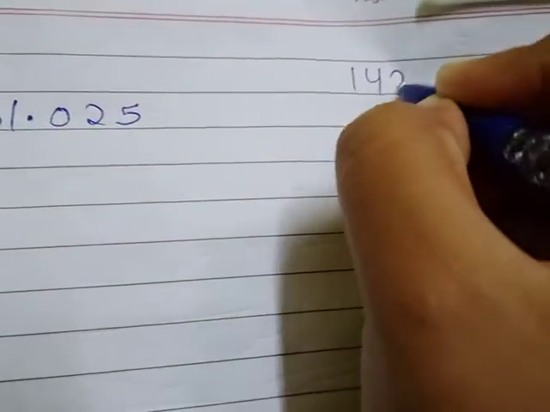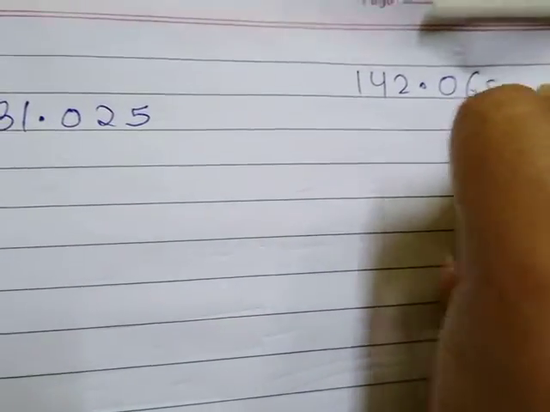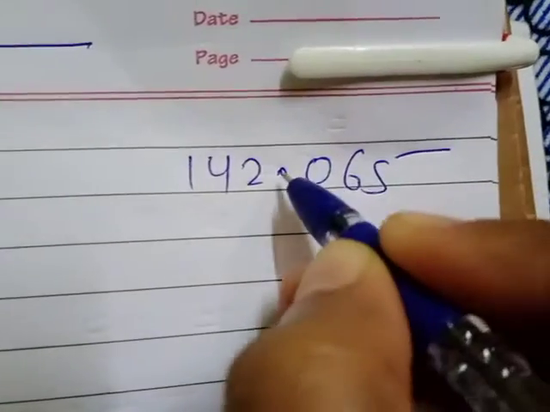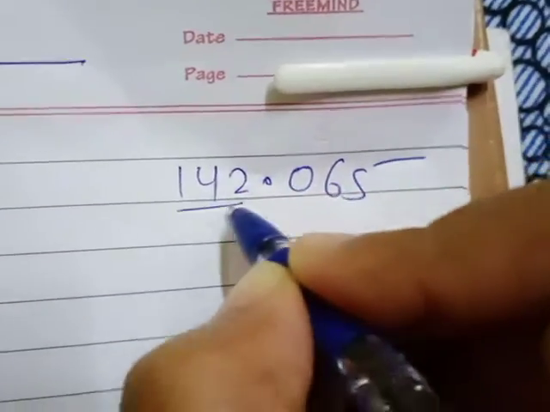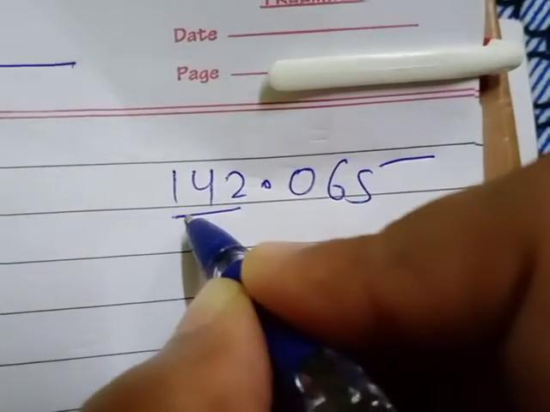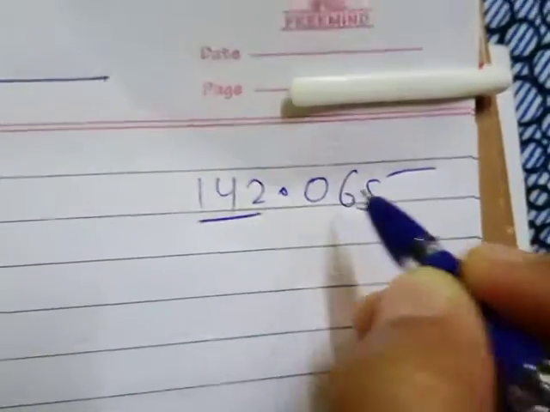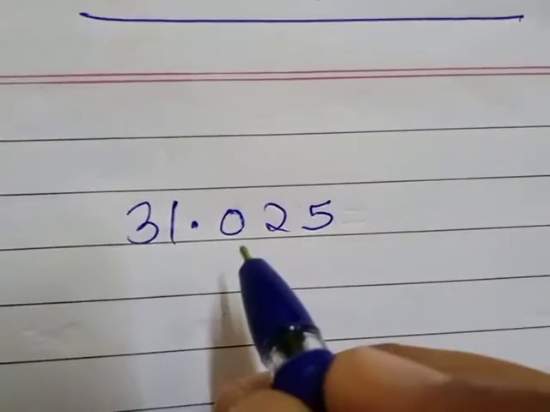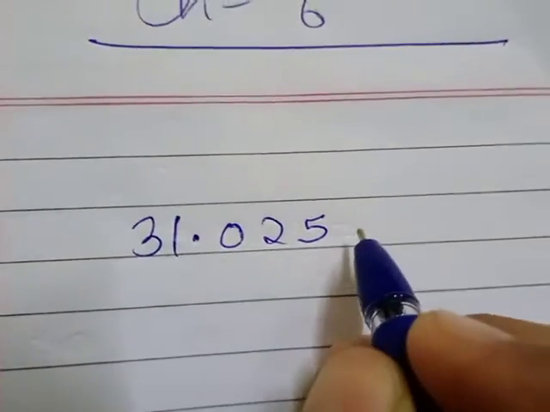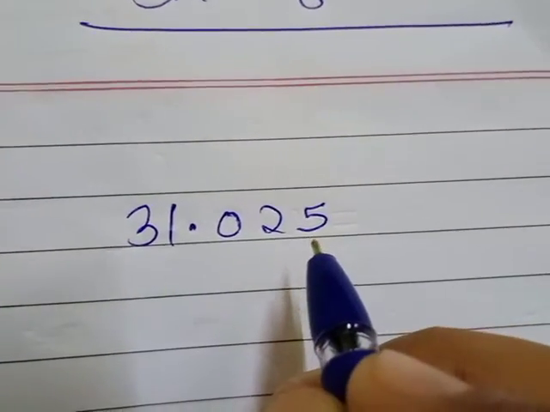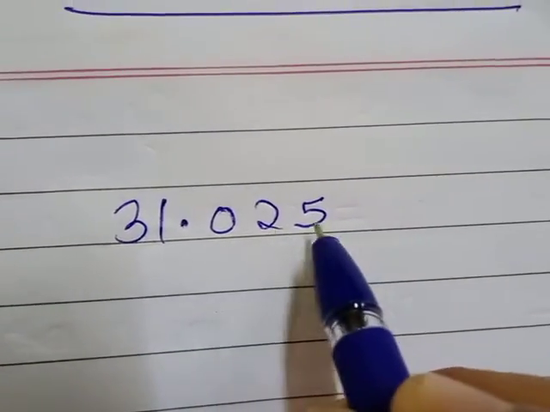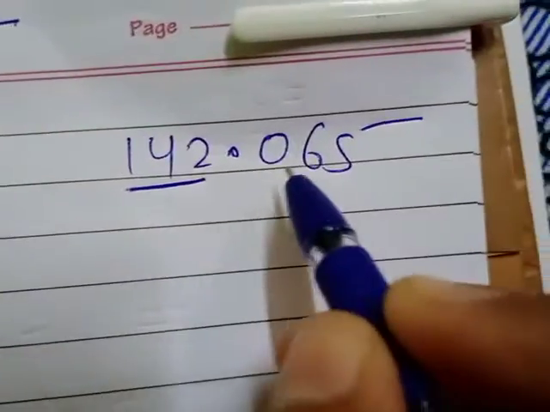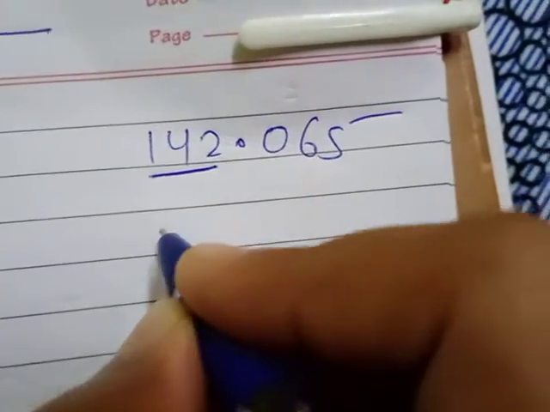Or if it is like 142.065, before this dot, whatever number is given, we read it all together, that is 142. But the digits which are written after this decimal, those digits we read in an individual manner, that is 0, 6, 5.